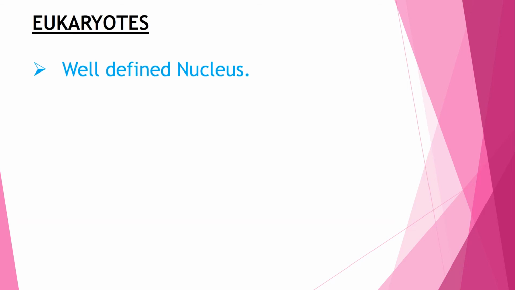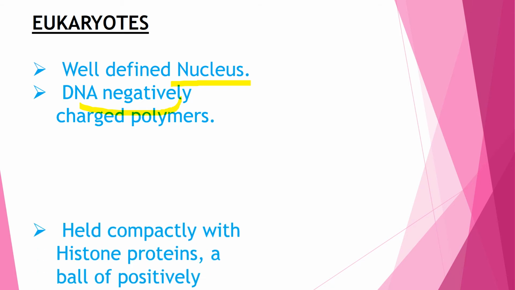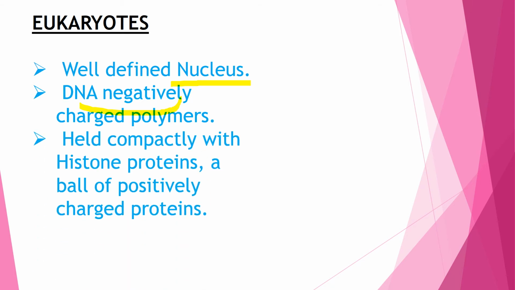In eukaryotes, we have a well-defined nucleus. That means it has a nuclear membrane, nucleolus, chromosome in a particular settled place, and DNA is negatively charged. Okay, negatively charged polymers which are held compactly with a special type of proteins called histones. Very important. And histones are nothing but a ball of positively charged proteins.